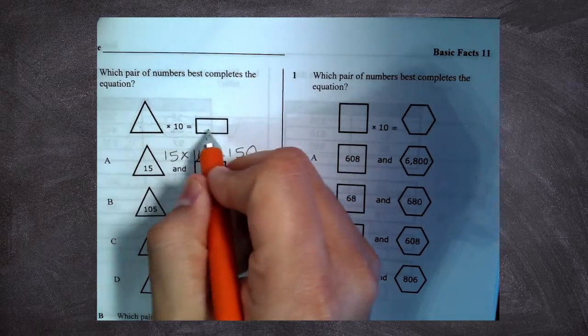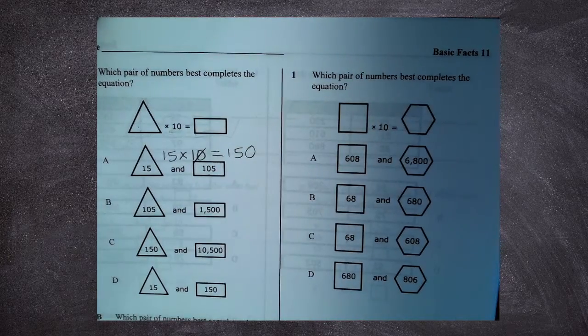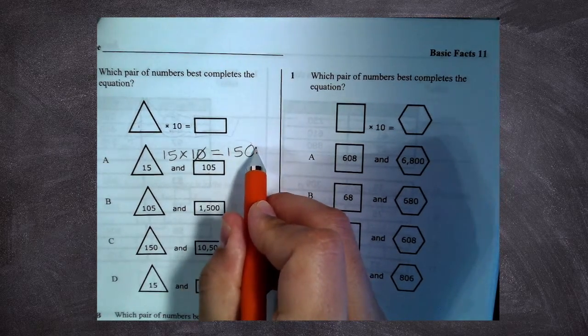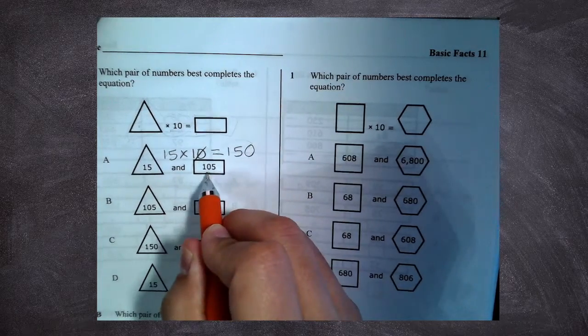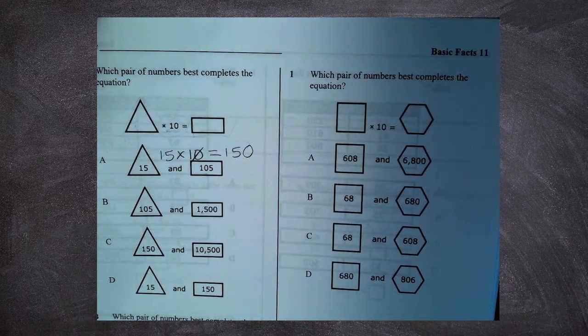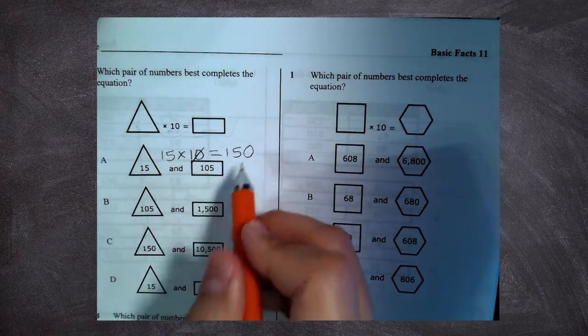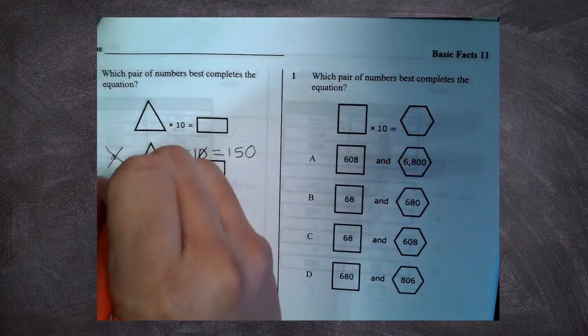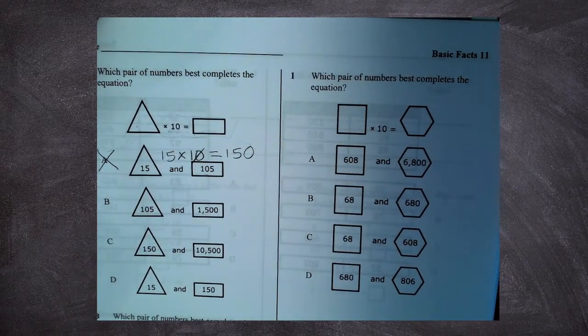So 15 times 10 equals 105? No, we said it equals 150. So 150 is the number that should be in that rectangle. They have a 1, a 5, and a 0, but all the numbers are mixed up. So I can't pick answer choice A.